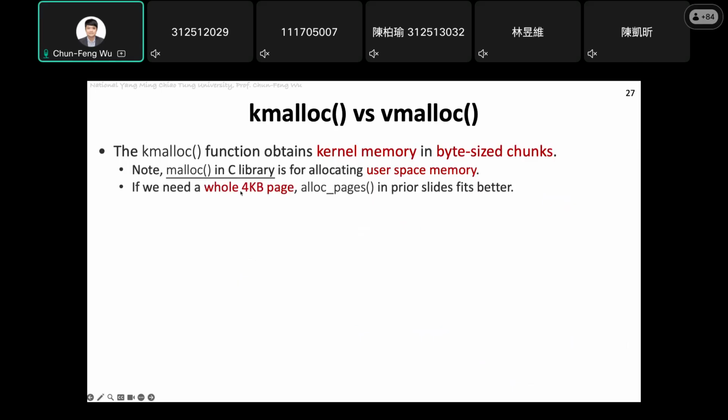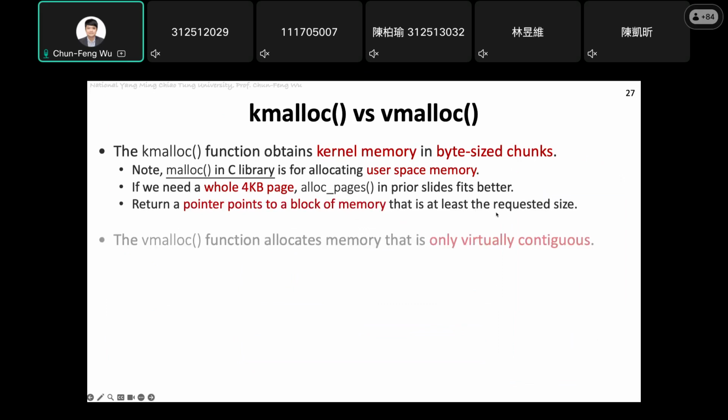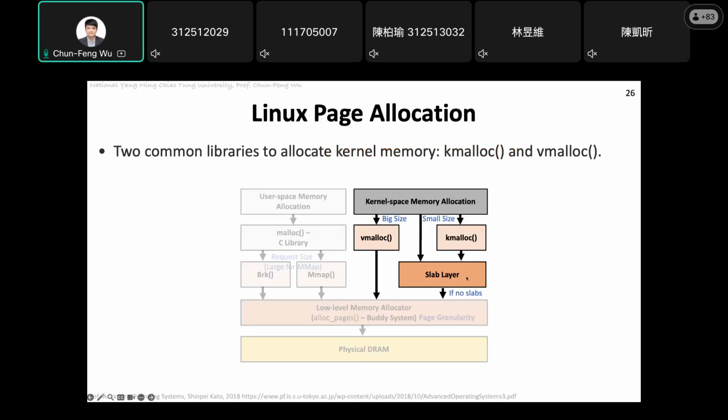Okay. So if we need a full 4 KB page, allocating a page in the prior slice fits better. And it returns a pointer to a block of memory that is at least the requested size when you're using these kmalloc allocations. But if you are going to use a smaller size, not like 4 kilobytes, you can use this kmalloc allocator. They will call the slab function to help you do the memory allocation. So kmalloc in this figure works with the slab there.